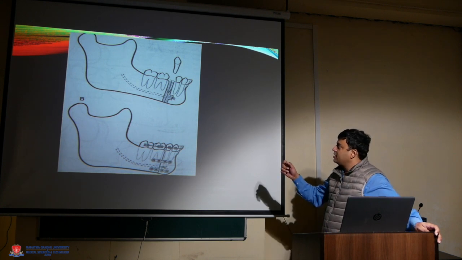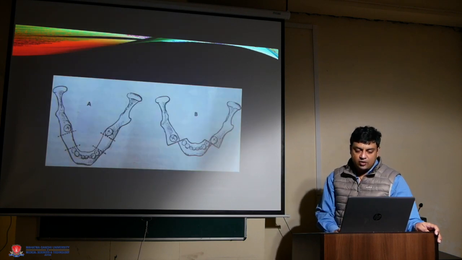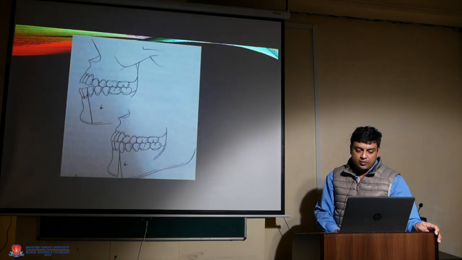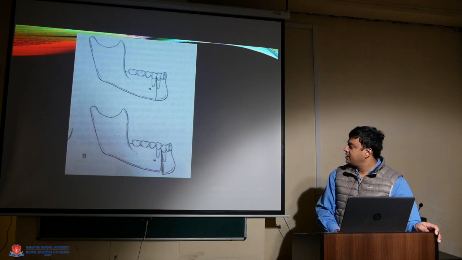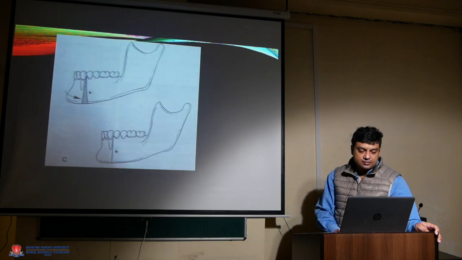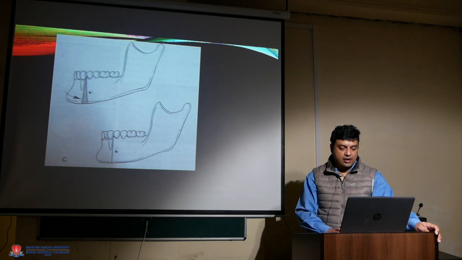So body osteotomy, anterior body osteotomy and posterior body osteotomy, was given by Blair in 1907. Extraction of a premolar is done, and carefully dissecting out the mental nerve, you can do a body osteotomy. For a setback, you can do a posterior cut also, posterior body osteotomy. It's commonly done in anterior open bite cases. You can do a sliding. So these are all body osteotomies where a wedge is removed and the chin is taken back.